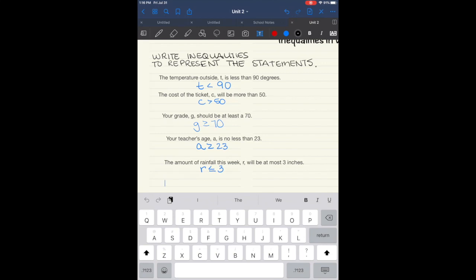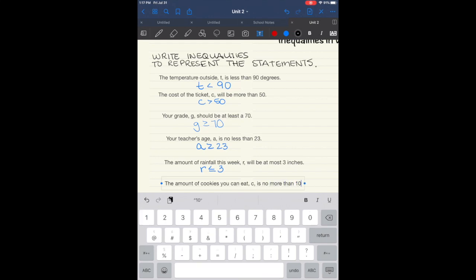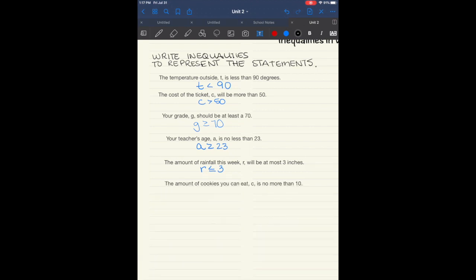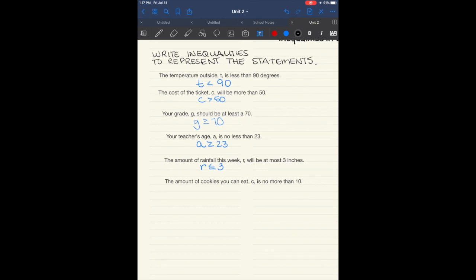The final example says the amount of cookies you can eat, C, is no more than 10. So no more than 10. If your mom tells you you can have no more than 10 cookies, that means that you have to have less than 10, but you can't have equal to 10 cookies. So 10 would be pushing it the limit with your mom. So we're writing again, C is less than or equal to 10.